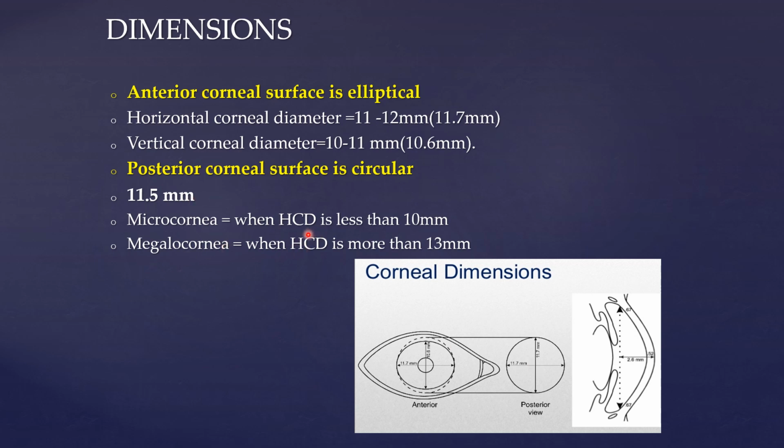When the horizontal corneal diameter is less than 10 millimeter, we label the cornea as microcornea, and when the horizontal corneal diameter is greater than 13 millimeter, we call it as megalocornea.